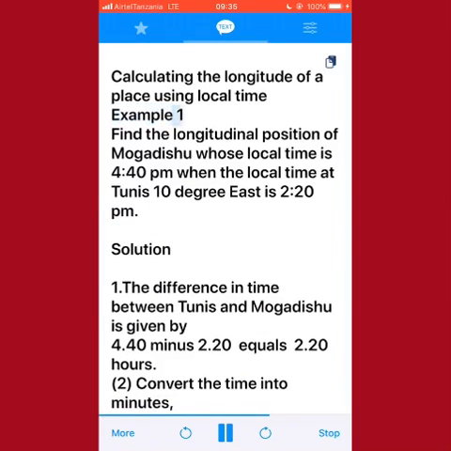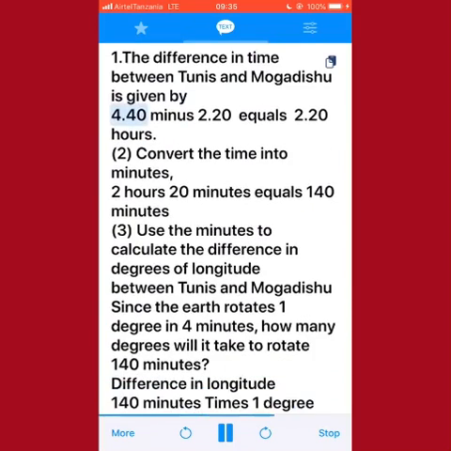Example 1. Find the longitudinal position of Mogadishu whose local time is 4:40 p.m. when the local time at Tunis, 10 degrees east, is 2:20 p.m. Solution. 1. The difference in time between Tunis and Mogadishu is given by 4:40 minus 2:20 equals 2:20 hours. 2. Convert the time into minutes. 2 hours 20 minutes equals 140 minutes.